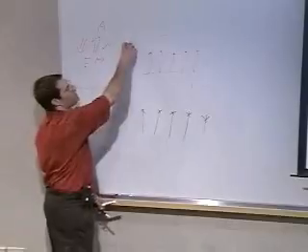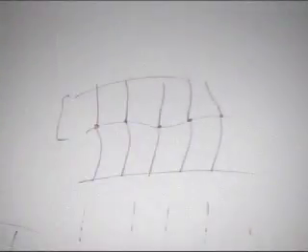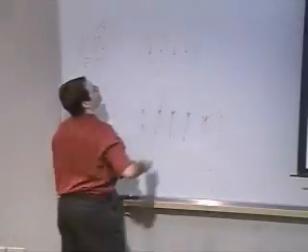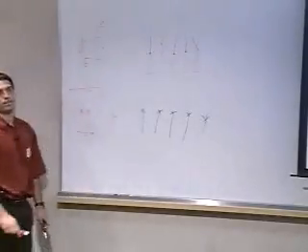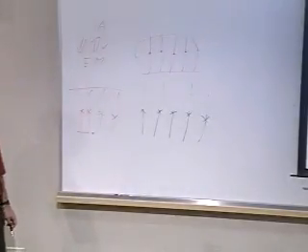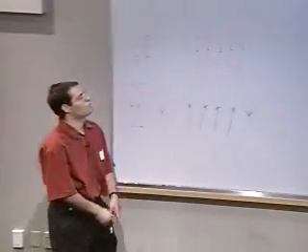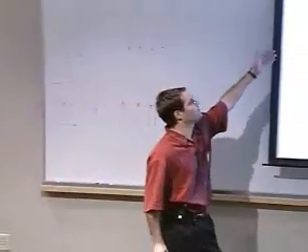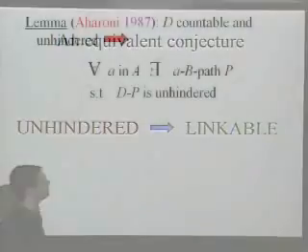So in this graph, there's no hindrance, so there is, by Aharoni's conjecture, a linkage from here to here. And this is the Menger structure. So from now on, what we need to prove is this conjecture, that in an unhindered graph, there's always a linkage.